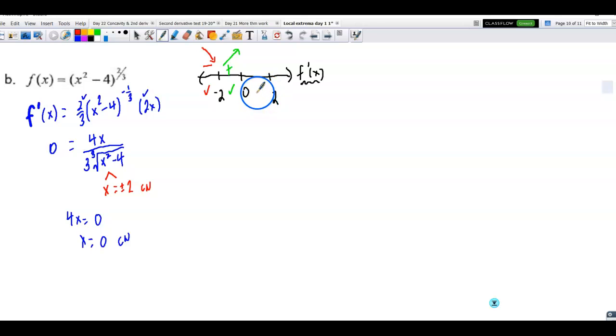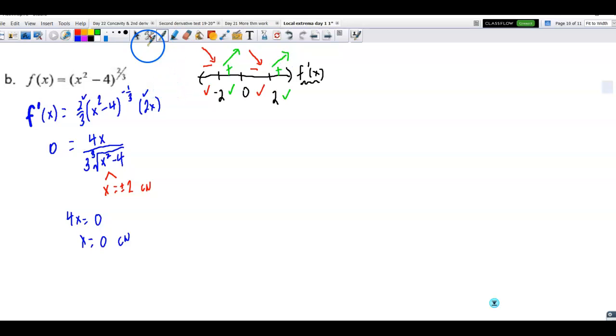On the other side of 0, I'm going to substitute a value of 1. So the numerator will be positive. The denominator will be negative. The original function is decreasing. And finally, in the last region, a number greater than 2, like 3, would give me a positive in the numerator and a positive in the denominator. Therefore, the original function is increasing.